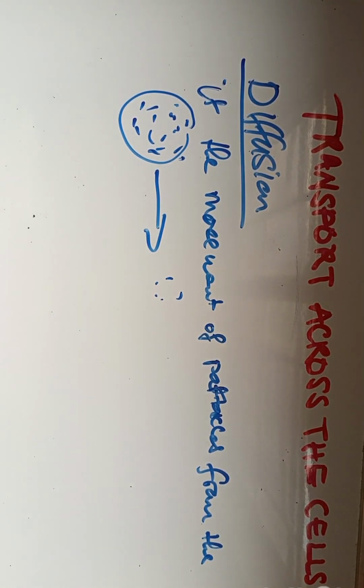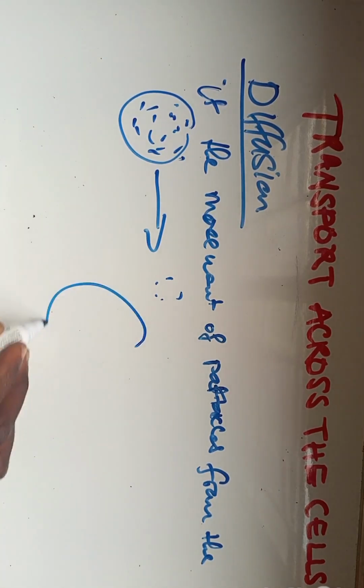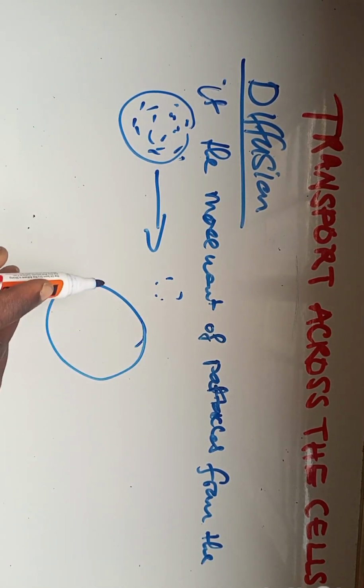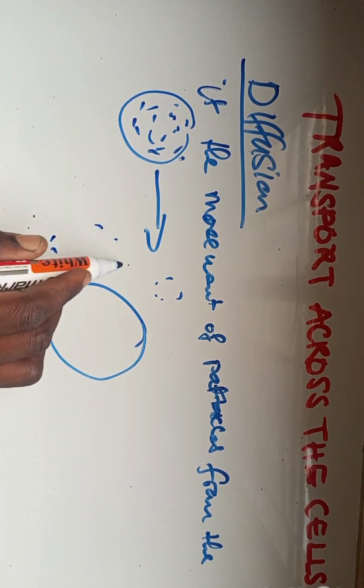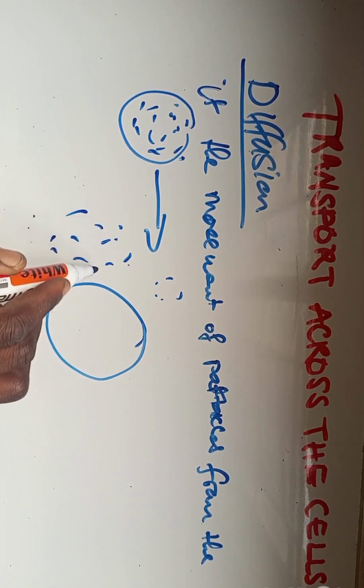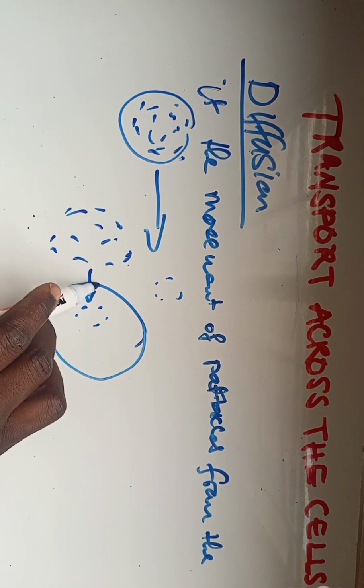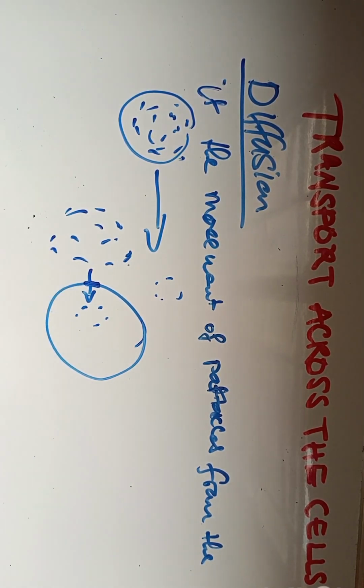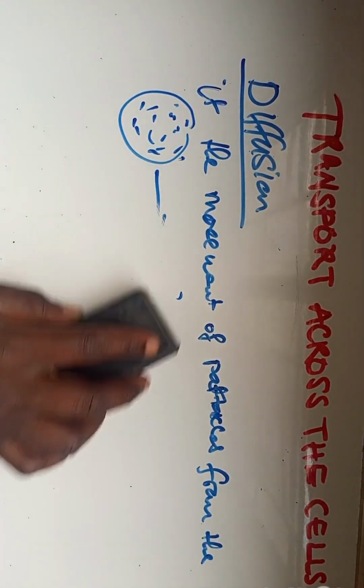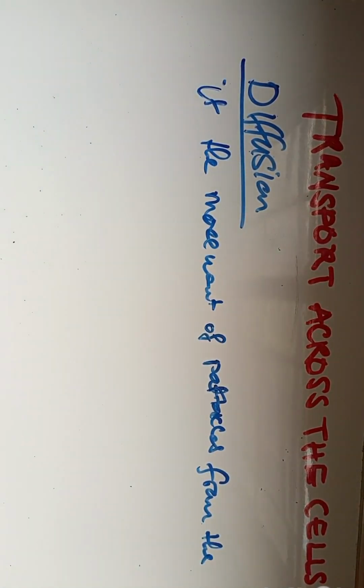So if it is in a cell, for example, this is an animal cell, where things are concentrated, they will move from this region where they are concentrated to the region where they are not concentrated, meaning to a lower region. And diffusion will take place.